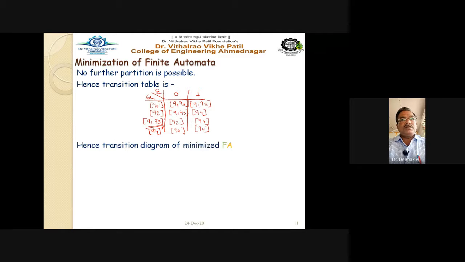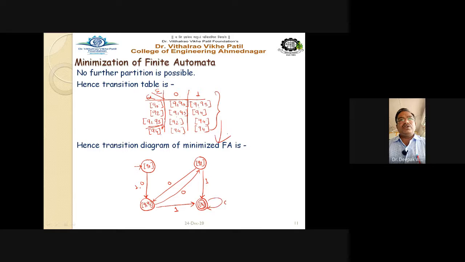So hence the transition diagram of the minimized finite automata is as follows. From this transition table, the diagram is drawn here. So Q0 in a square bracket. Always remember to write the minimized states in square brackets only. Q0, Q1 Q3 is another state, Q2 is a state, and Q4 is the final state. The 0 and 1 transitions are here, one transition from Q2 to Q4, and the rest of the transitions. This is your final answer for the minimization of that particular automata, right?